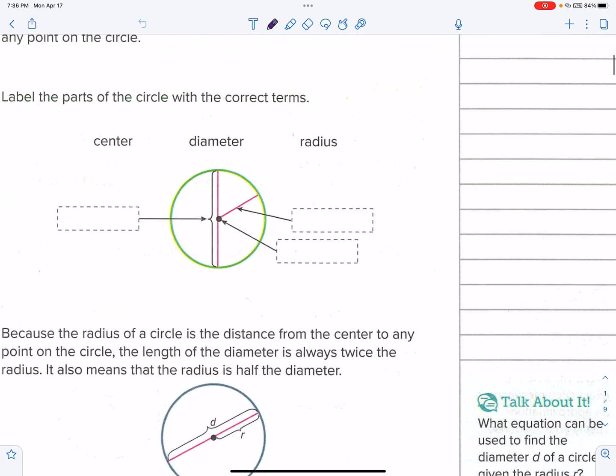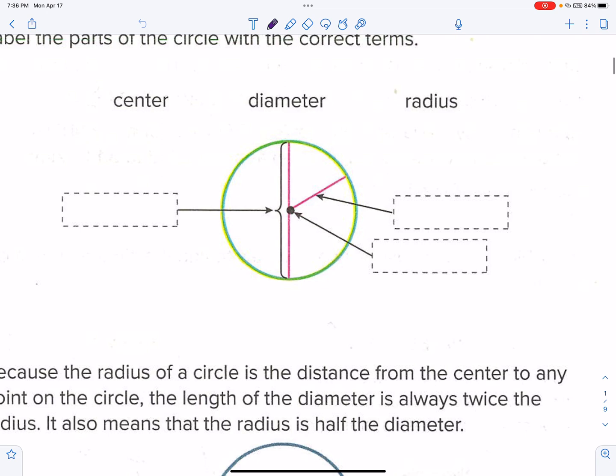Let's start off by talking about a couple vocabulary things. So you have these 3 vocabulary words. You may be slightly familiar with these words. Let's start off with the easy one, the center right here. This from here to here is called the radius. And a radius just means from the center to any outside point, as long as it's a straight line segment.